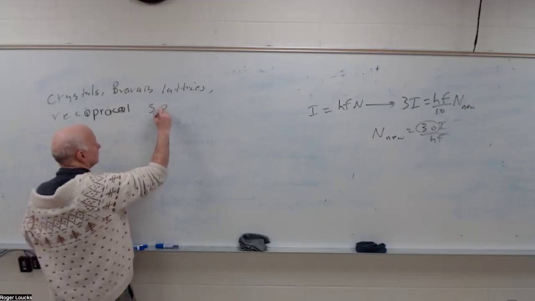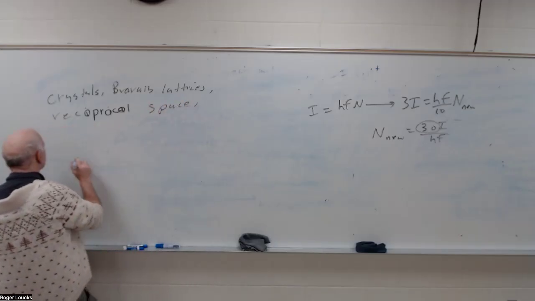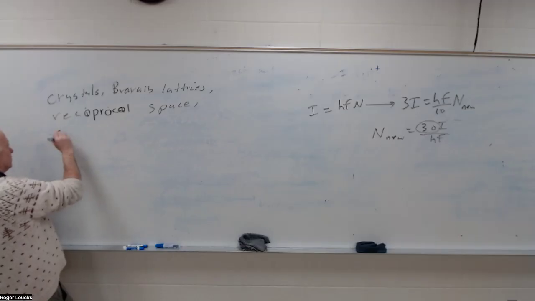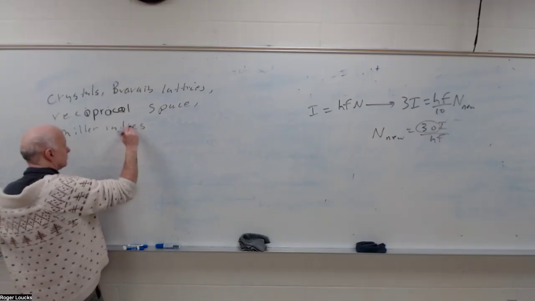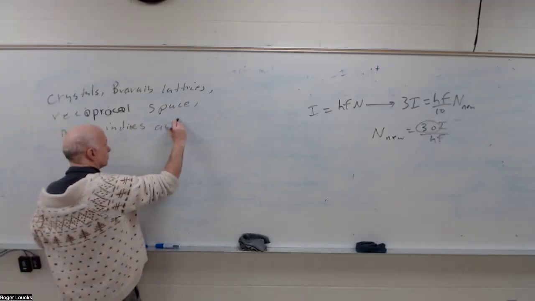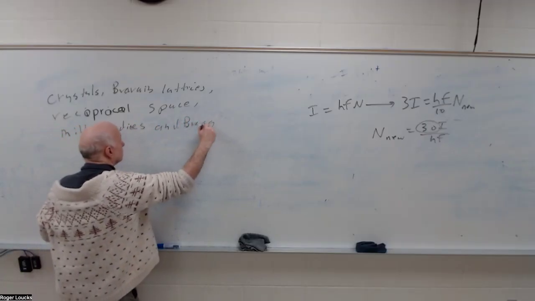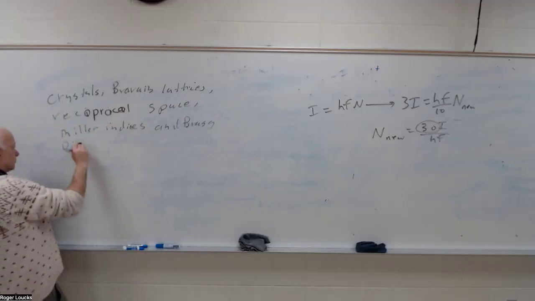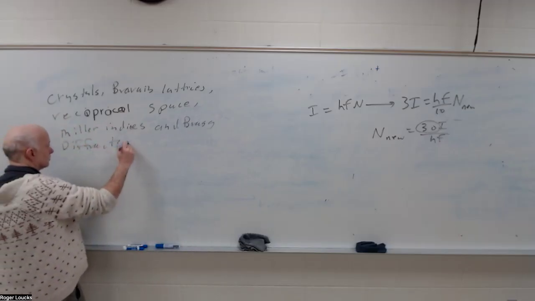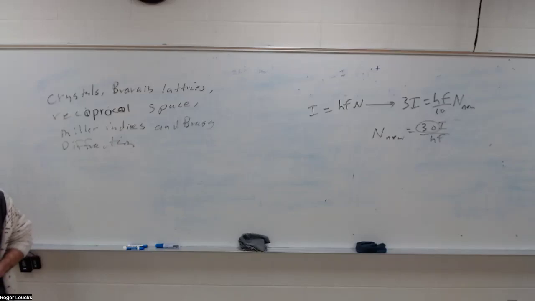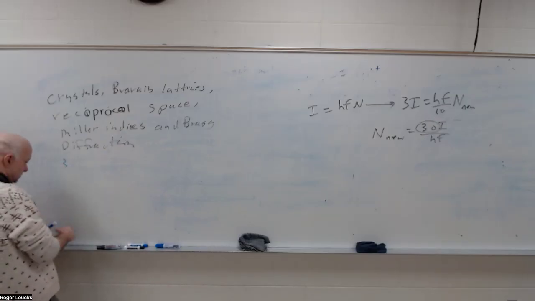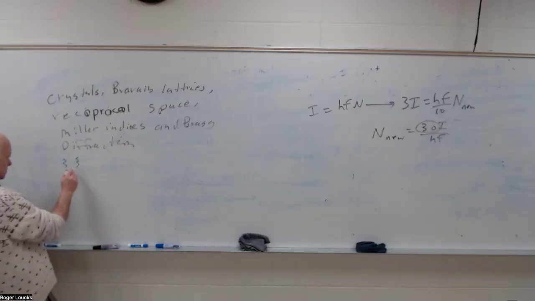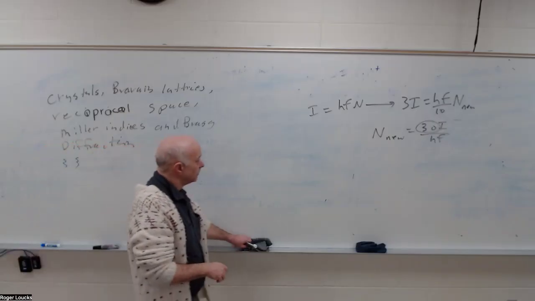So reciprocal space, Miller indices, and Bragg diffraction. It all makes sense. So that's what we want to do. And I think before we go any further, I want you to check markers here. This one, actually.